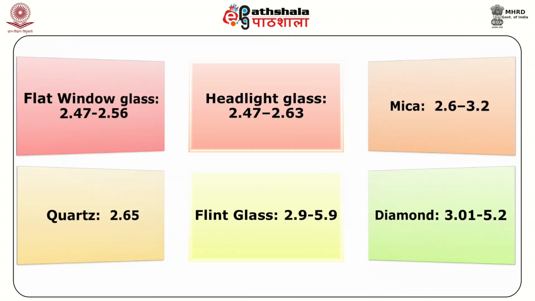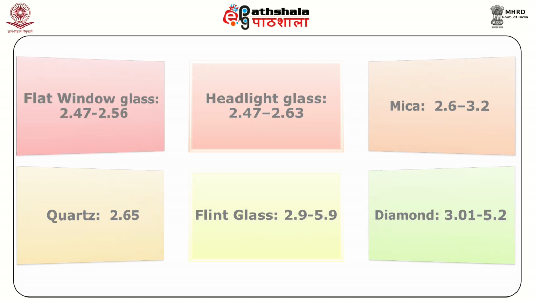The densities of various glass and related materials are: flat window glass 2.47 to 2.56, headlight glass 2.47 to 2.63, mica 2.6 to 3.2, quartz 2.65, flint glass 2.9 to 5.9, diamond 3.01 to 5.2.